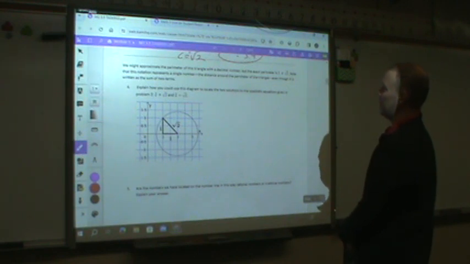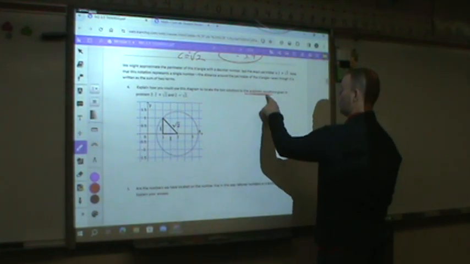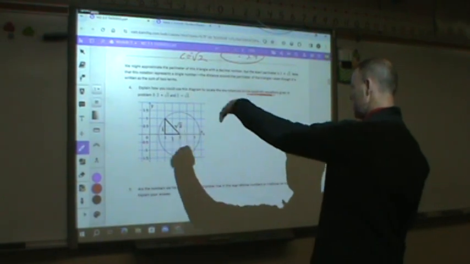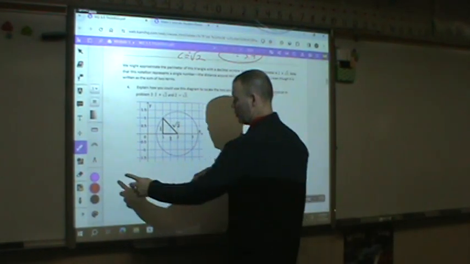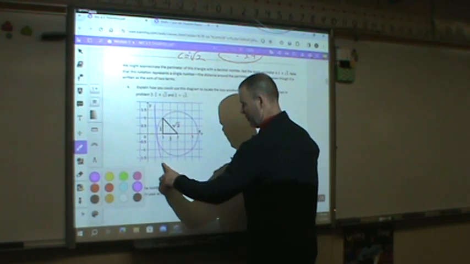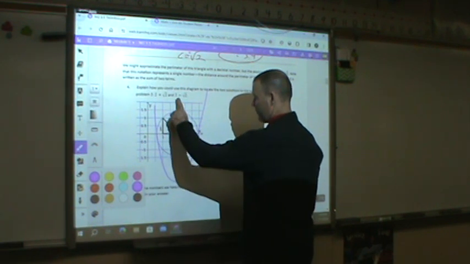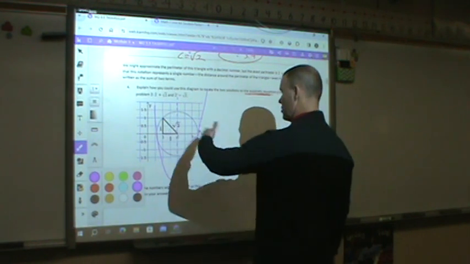Okay? Explain how we'd use the diagram to locate two solutions to the quadratic function that we gave in the previous two questions. How am I going to use this circle? Well, this is kind of how we have to figure this out. We're going to assume that the x-intercepts of my quadratic function are here and here, and that my line of symmetry is at 2.